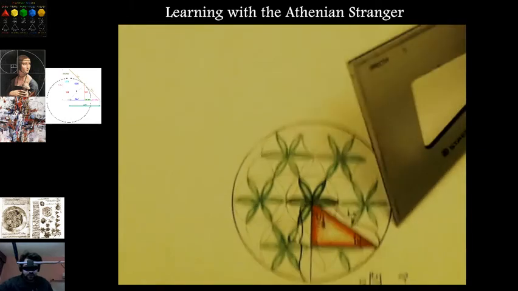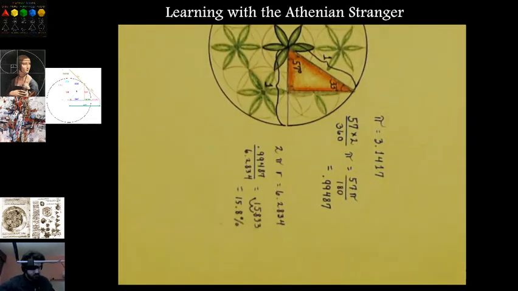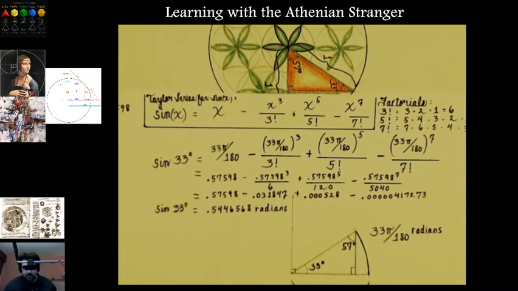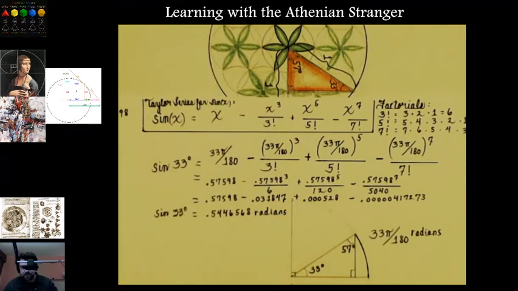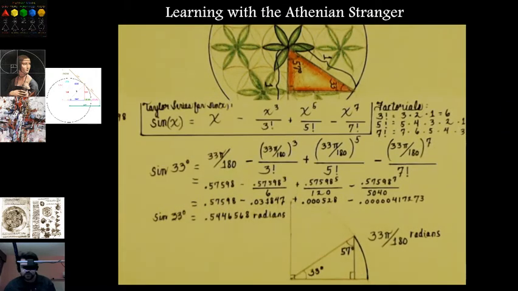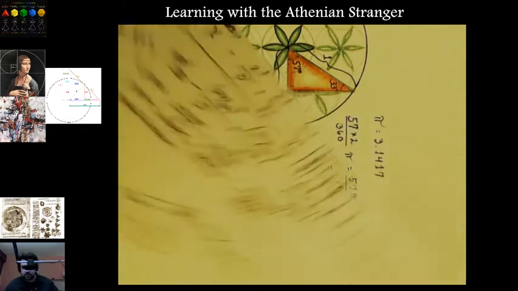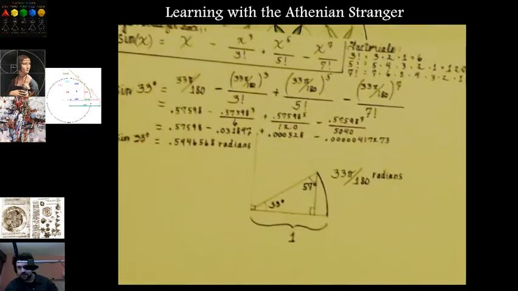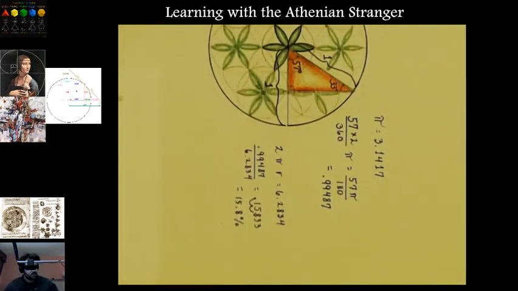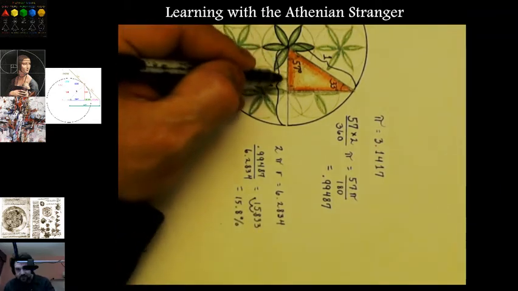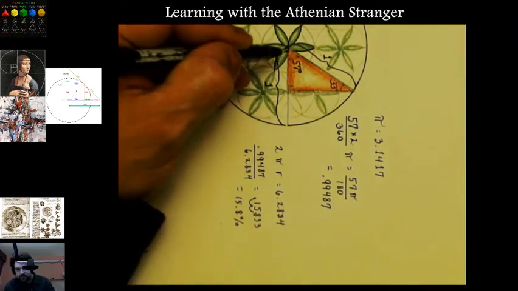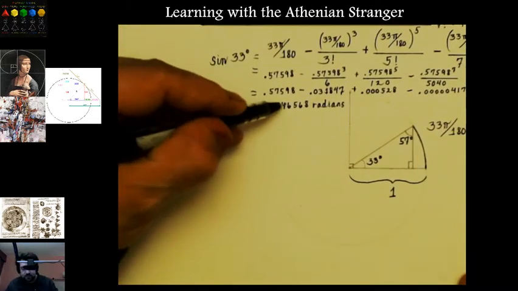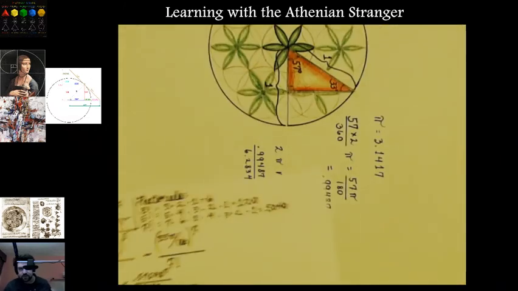Let's see if I can show all this on one screen. So this triangle right here is the same as this triangle right here. It's just been flipped. All I did was turn the thing around. It's the same triangle, just flipped around. Well, I'm claiming now that this distance right here is this number, 0.544658 radians. That's what I'm claiming.